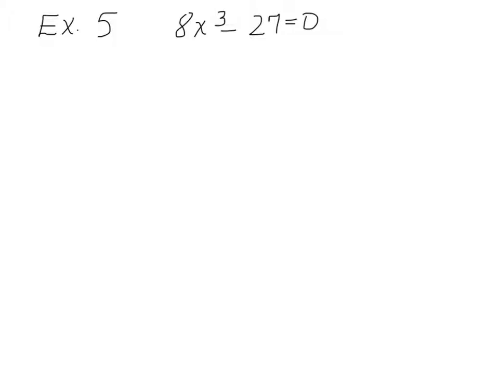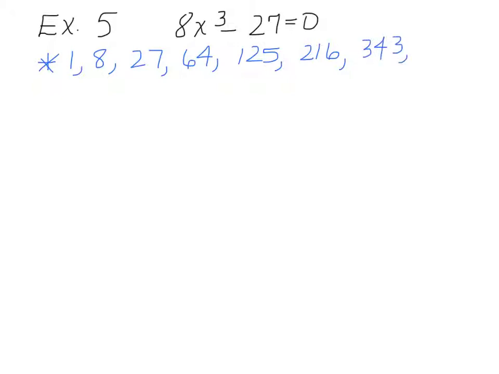cubes, and you can use sum or difference of cubes. So the first thing you have to do is know your perfect cubes, which are 1, 8, 27, 64, 125, 216, 343, 512, 729, and 1000. Okay, so you need to know these. Then what you do first is how you factor this.